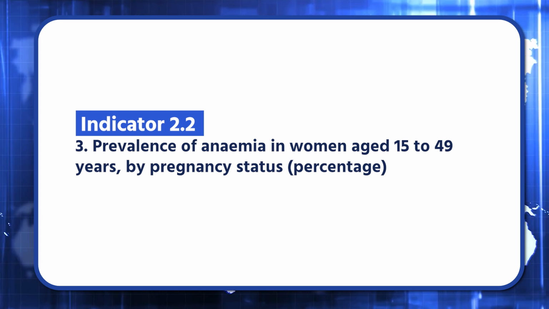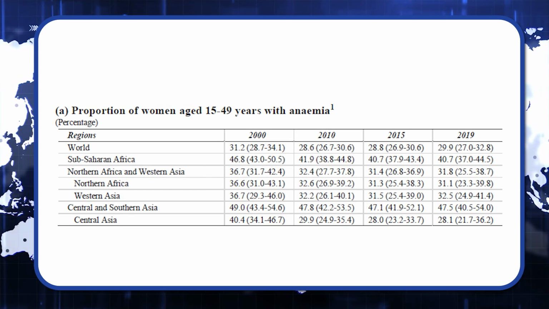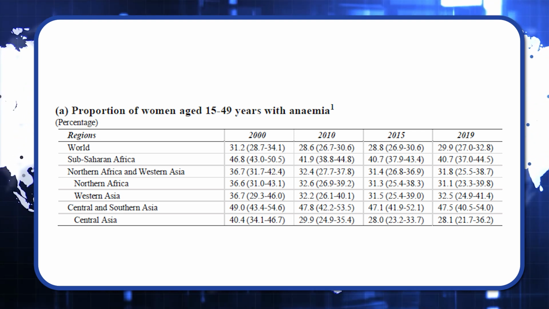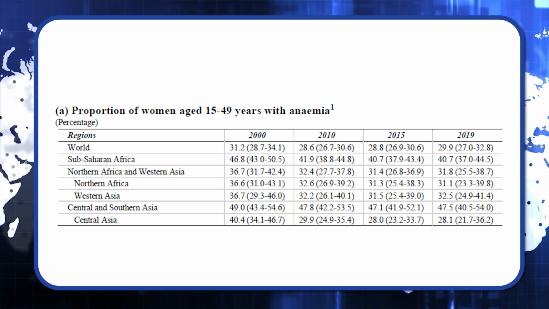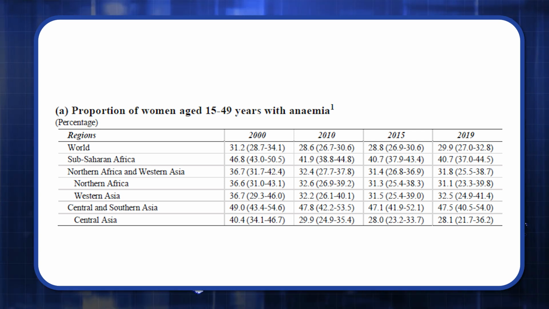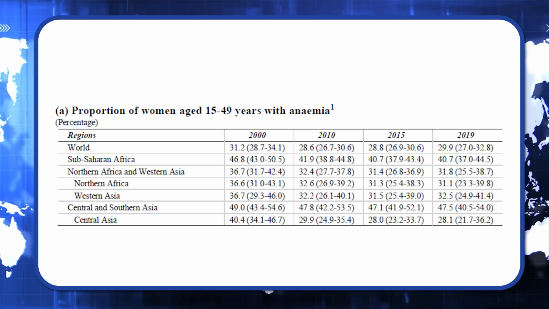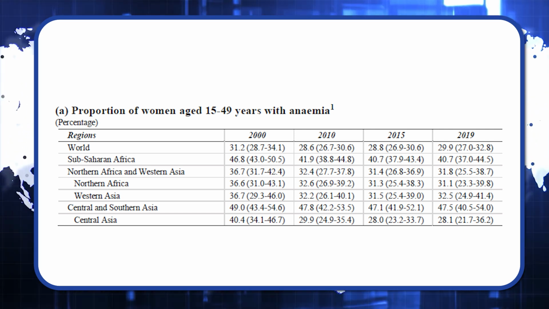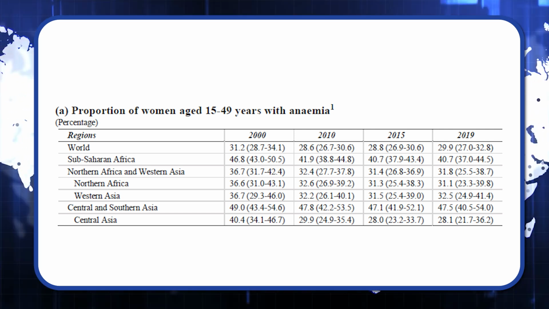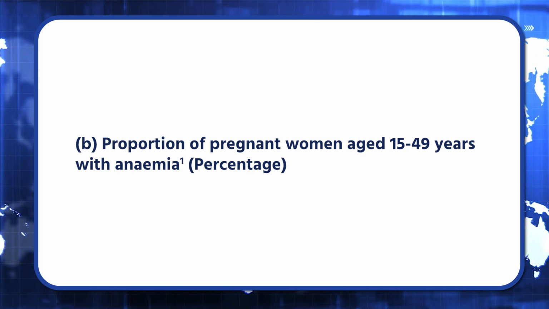Again, when we look into the proportion of women aged 15 to 49 years with anemia, the number is better to some extent than at the beginning of this century up to 2015, but if you look from 2015 to 2019, now it is increasing. So in this way also we need to improve. Effective implementation of policies and programs is required at different levels to achieve this target. Same way it is here for pregnant women.